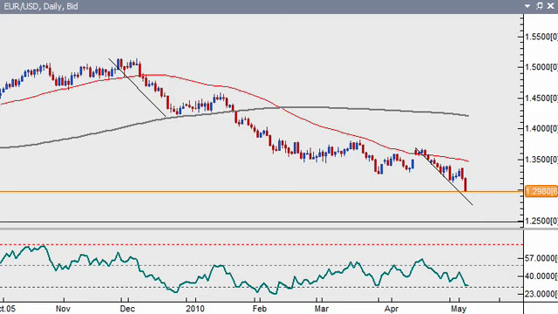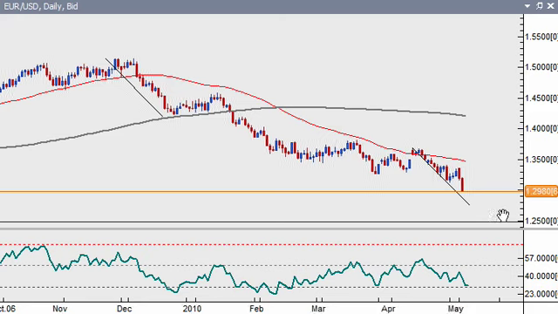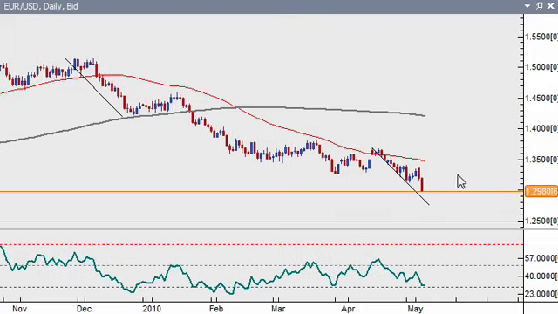Okay, so that's the euro dollar. I would wait until the market reaches this area to see if there's a bottom, and then if it breaks below 1.25, it opens up the bottom for this pair.